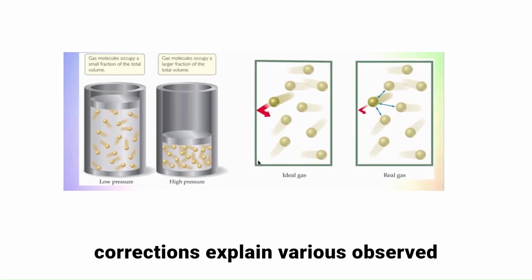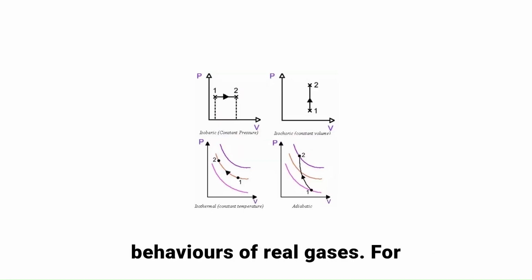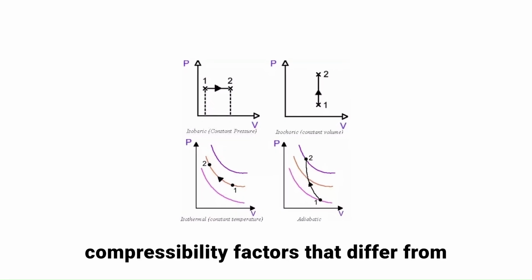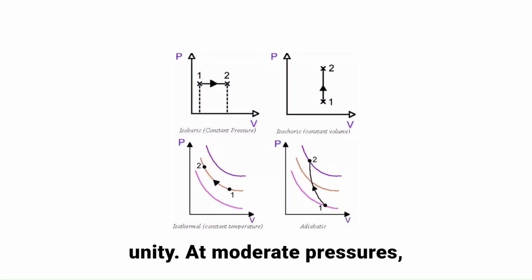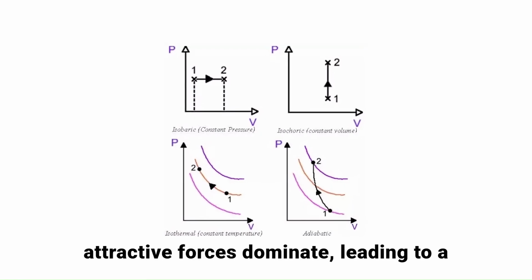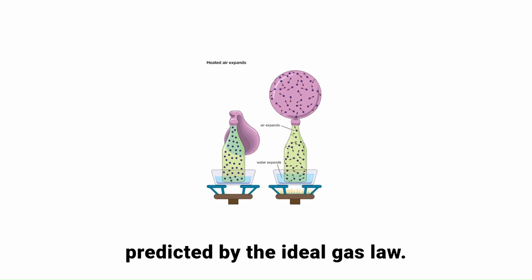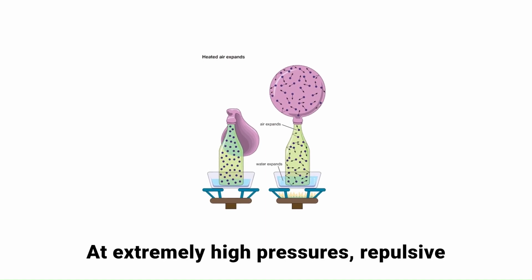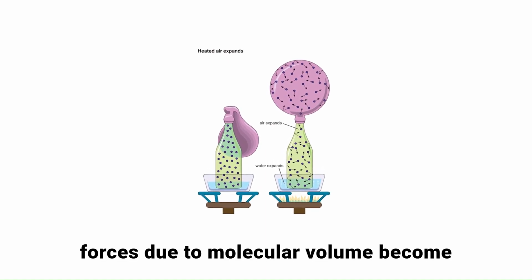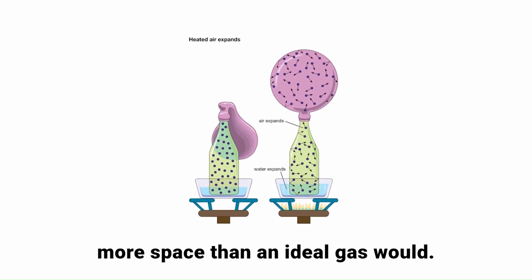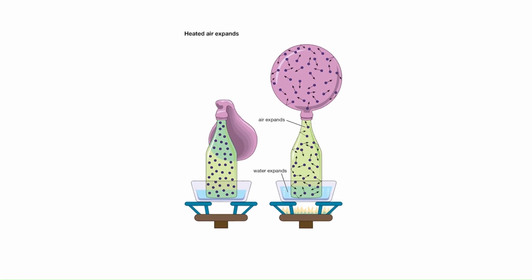These corrections explain various observed behaviors of real gases. For example, real gases exhibit compressibility factors that differ from unity. At moderate pressures, attractive forces dominate, leading to a compression of the gas beyond what is predicted by the ideal gas law. At extremely high pressures, repulsive forces due to molecular volume become more dominant, causing the gas to occupy more space than an ideal gas would.